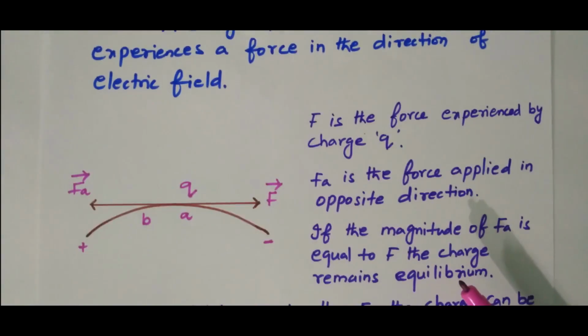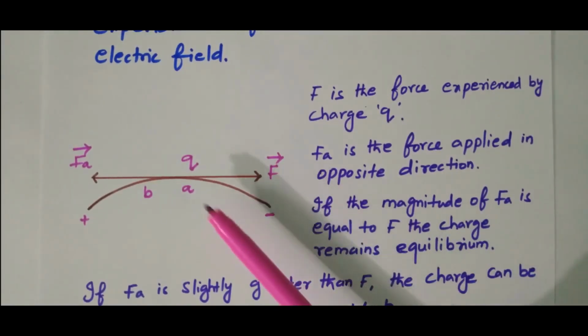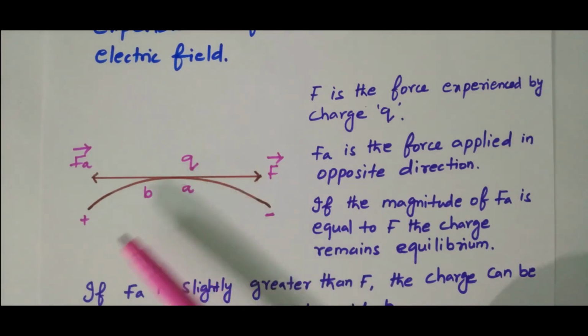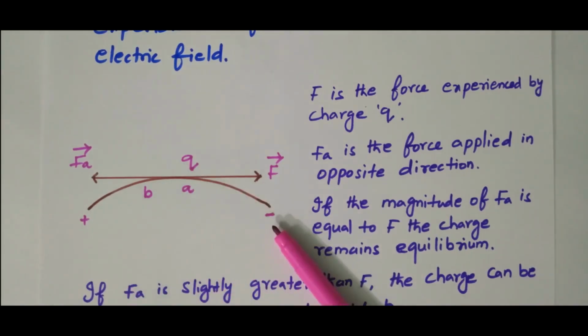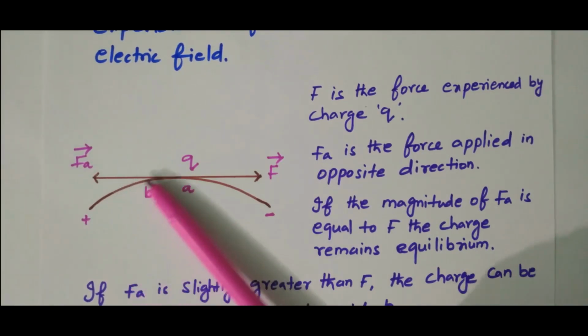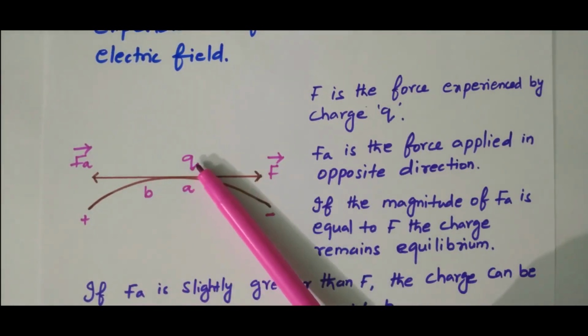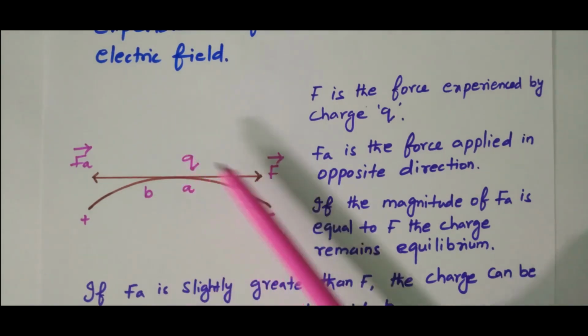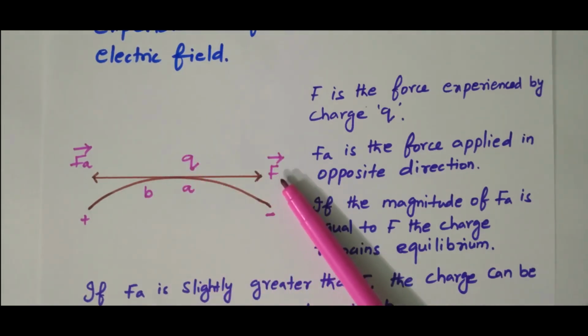By referring to this diagram, here the charge is available. This plus and minus is the electric field. In that electric field, a charge is placed. So due to this electric field on the charge, a force is created. Force is developed. That is called F.